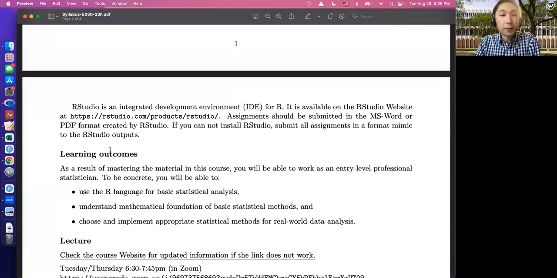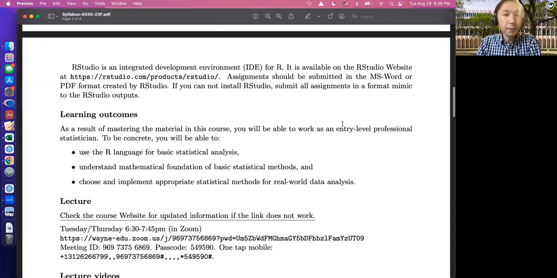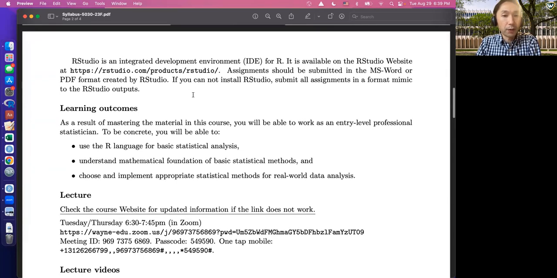RStudio can make Microsoft Word files and PDF files automatically from your code in a beautiful format. If you want to create PDF files, then you need LaTeX installed on your computer. So if you don't use LaTeX software, maybe it's slightly more complicated to install. But still, I think you can generate MS Word files even without LaTeX installed on your computer.